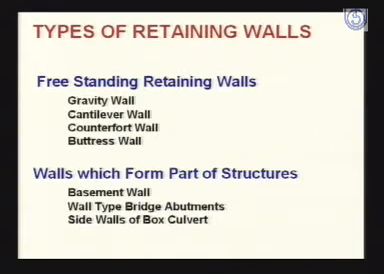In the second category, the walls which form part of bigger structures, we can count first the basement wall, second bridge abutments, and third the side walls of a box culvert. So these are the different types of retaining walls. We will take them one by one. First of all, let's see the free-standing retaining walls.